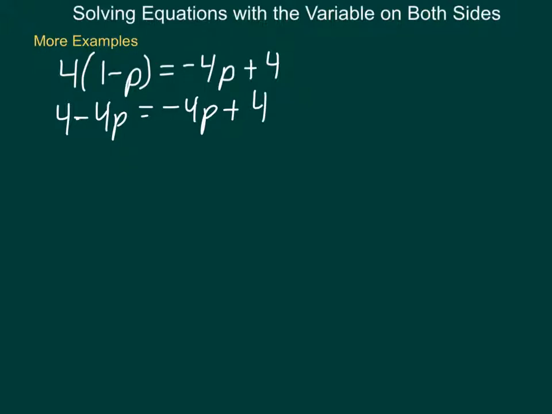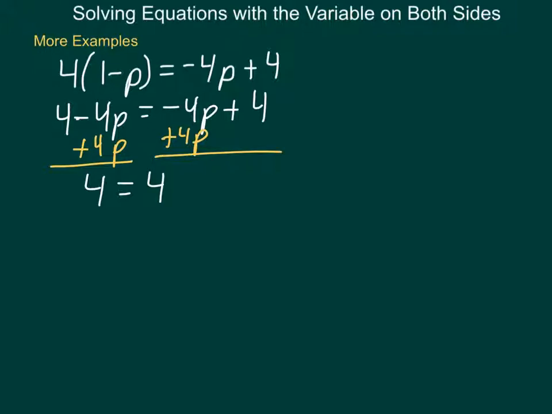Now, going through and looking for like terms, I have none to combine. However, I do have variables on both sides, so I'm going to add 4p to each side of my equal sign. And what I come up with when I do that is 4 equals 4. Negative 4p plus 4p comes out to be 0 on each side, so I'm left with just 4 equals 4. Notice in this situation there are no variables. There is simply a mathematical sentence that is true.